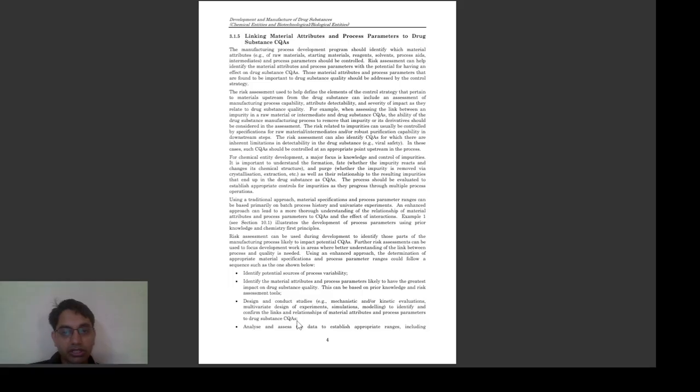The risk assessment can also identify CQAs for which there are inherent limitations to the detectability in the drug substance, that is viral safety. In these cases, such CQAs should be controlled at an appropriate point upstream in the process.